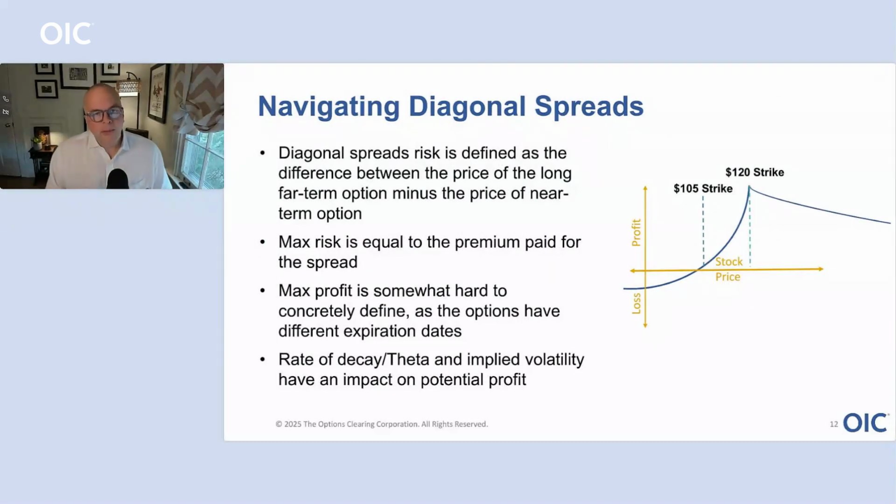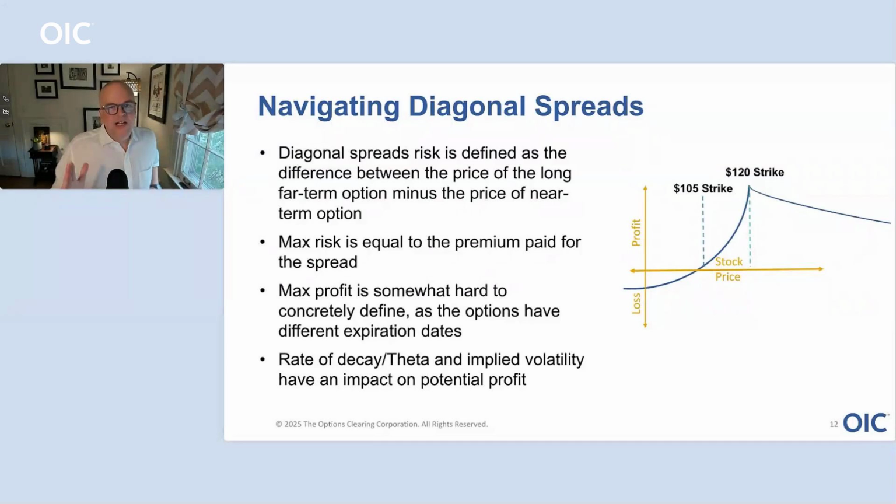Here's the hard part about diagonals. It's really hard to give you a perfectly defined P&L graph on a diagonal spread. The reason why is because of the time element. When you're dealing with verticals, especially verticals that are happening in the same month, I can tell you exactly what the P&L graph looks like.